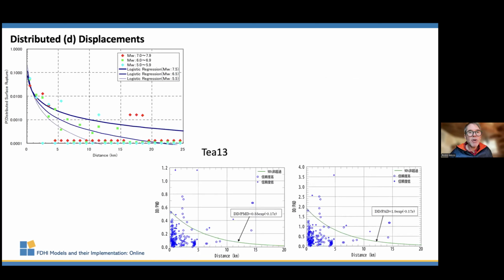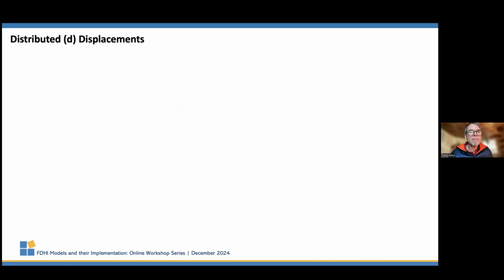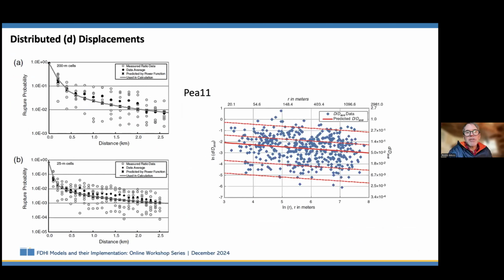This is Takao's approach, very similar. Probability on the left and a scaling on the right. Again, they broke it out into hanging wall and footwall. They're dealing with reverse and strike slip, so they put reverse and strike slip into the same bin. And then Petersen's approach, probability on the left and the scaling on the right. The reverse model that Zach Ross and I kicked out, we did not address distributed. We were just looking at fault crossing at that time.